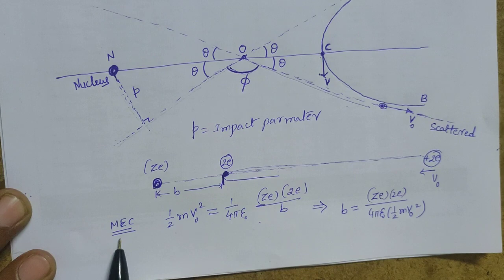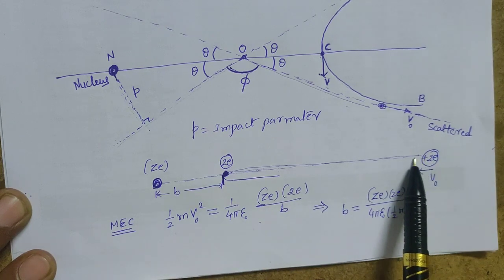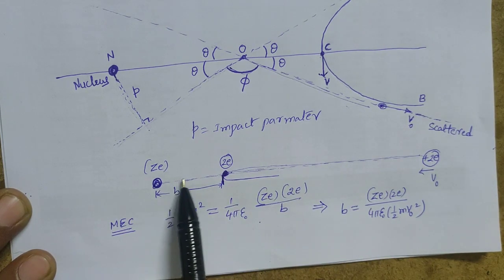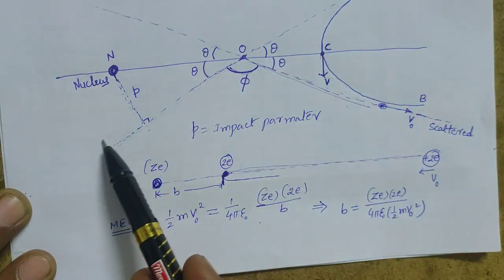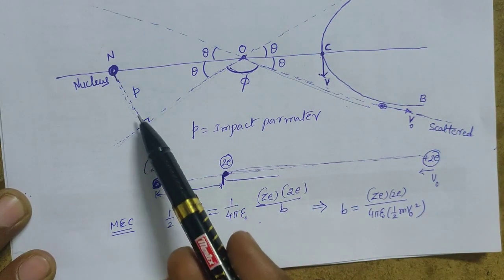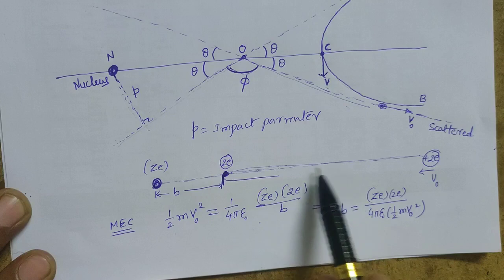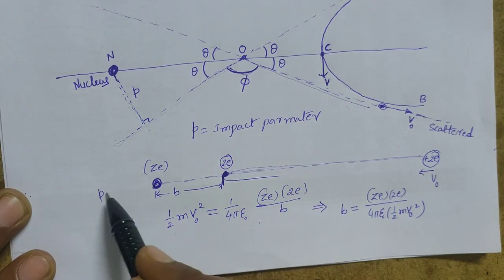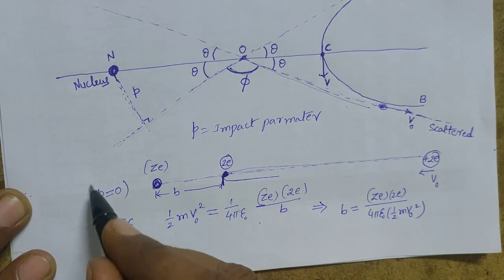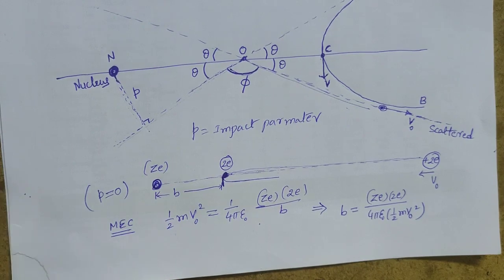But I am not taking this case. The alpha particle is not coming directly, it is coming like this. That means I can drop a perpendicular from here to here, that is P. So this is the special case where P is 0, the impact parameter is 0, head-on type. Okay, I hope this point is clear to you.